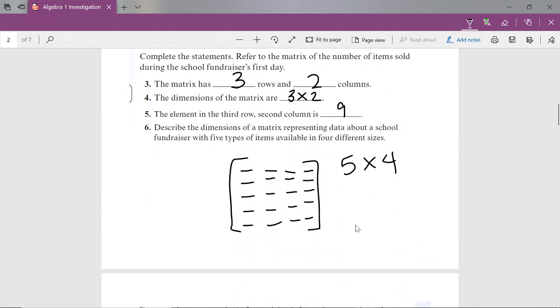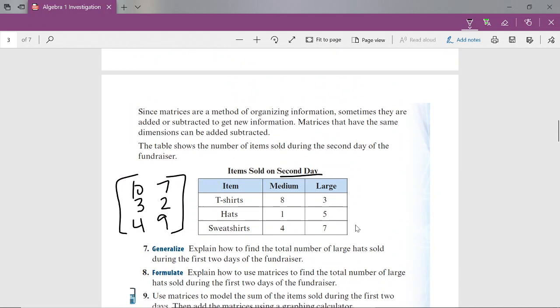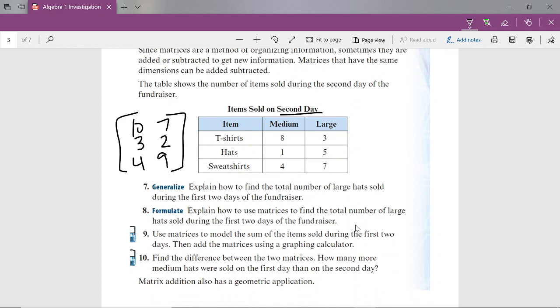So we have 10, 7, 3, 2, 4, and 9. Okay, so explain how to find the total number of large hats sold during the first 2 days of the fundraiser. Well, let me turn this table into a matrix, and we would have 8, 3, 1, 5, 4, 7.